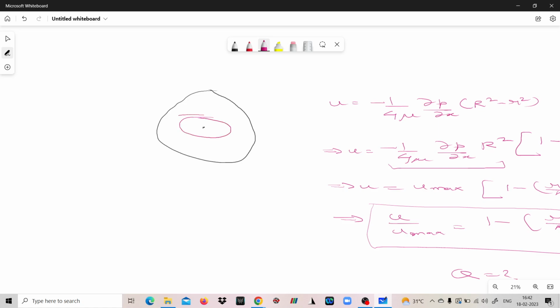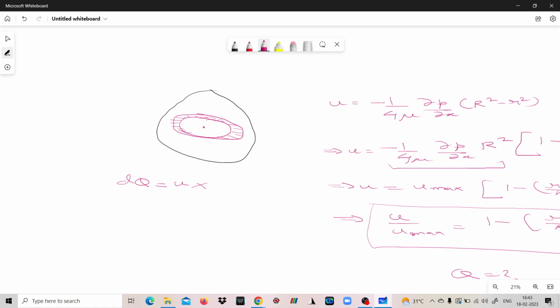So for it, okay, ring, and you want to compute the discharge through this ring. Okay, say the discharge through this ring is dQ. Okay, so discharge is equal to what? Area into velocity. Velocity is u, the expression for which we have already derived. What is the area through this ring?